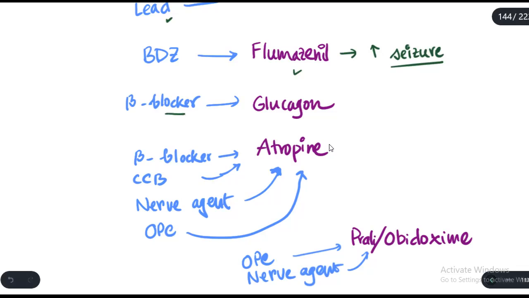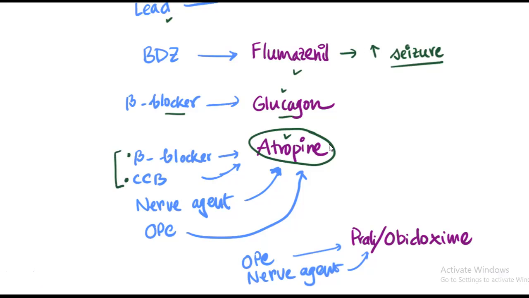For beta blocker overdose, initially we can use atropine, then we can use glucagon. We're using atropine because beta blocker overdose usually causes bradycardia and atropine reverses it. But in severe cases, we might have to use glucagon. Atropine is a classic antidote for many agents, starting from beta blockers and calcium channel blockers, and both of them cause bradycardia. Atropine reverses the bradycardia.